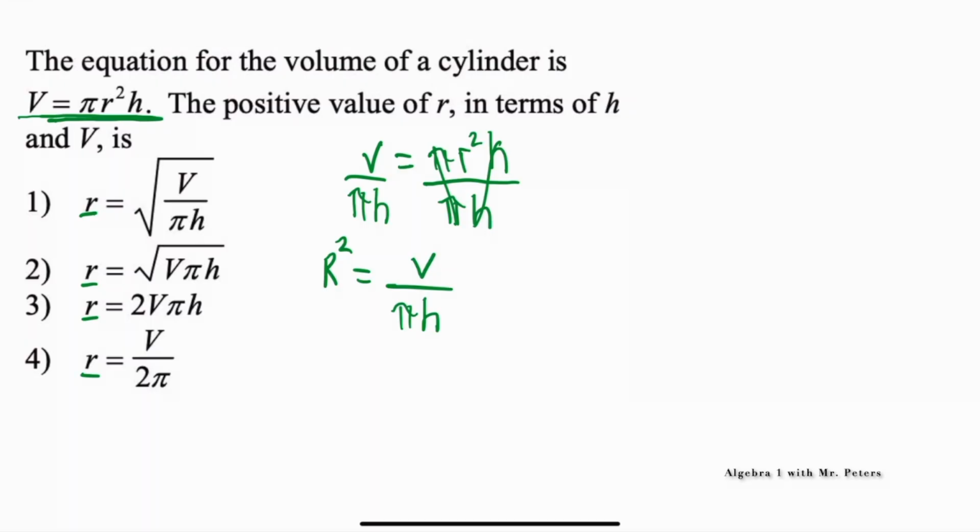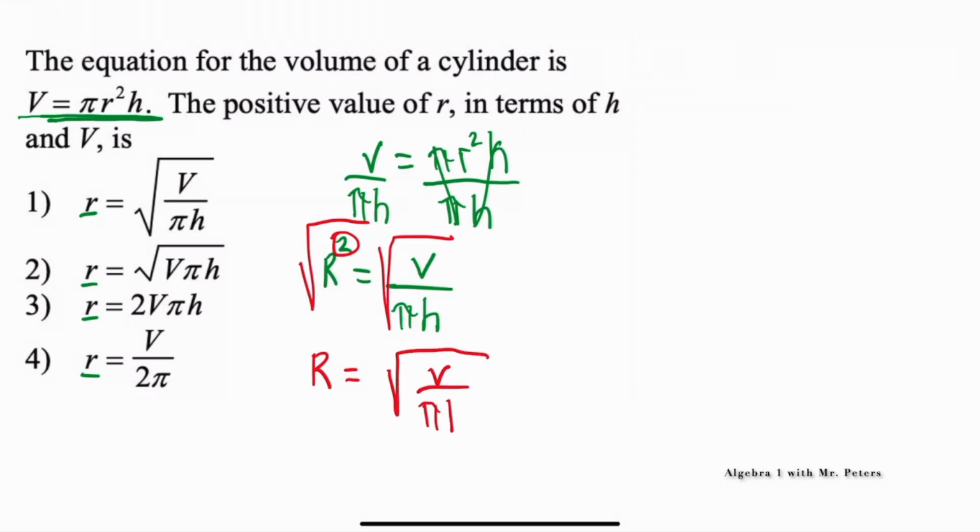And these are based on solving equation rules. So now to get rid of this exponent, I'm going to take its square root, and what I do to one side, I do to the other. So square root and exponent cancel. We're left with r, and r is equal to the square root of V divided by pi times h. So when we look at our answer choices, we know that the answer choice is going to be the very first one.